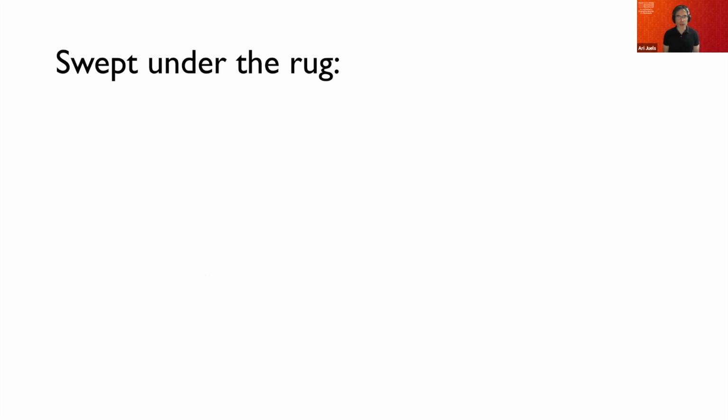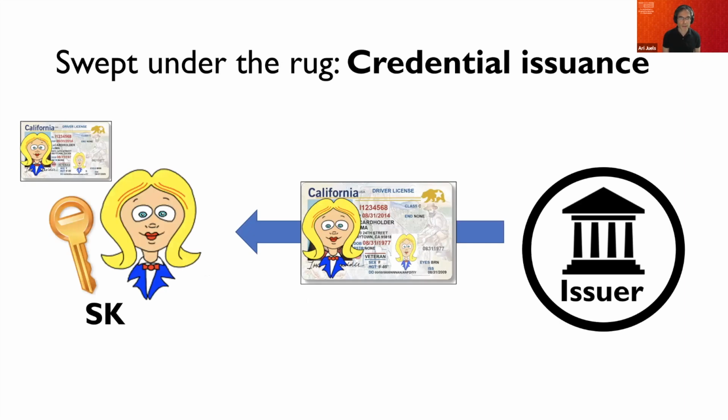This all sounds good, but there are a couple of critical problems swept under the rug in pretty much all of the standards efforts we've seen in this space. The first is the problem of this issuer here. Right, so I said an issuer, like the Department of Motor Vehicles, creates a digital identity document and binds it to the public key of the user. But where are these issuers going to come from?